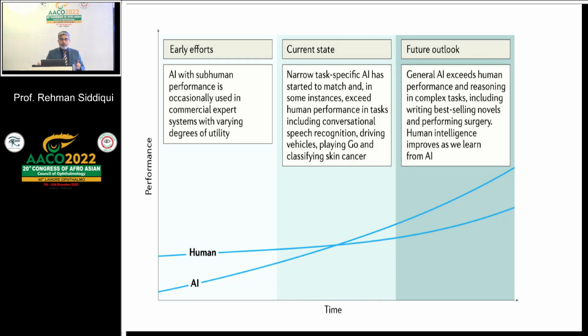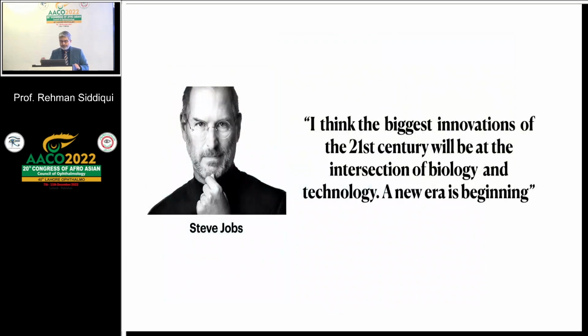Same with the doctors. We will be using artificial intelligence, and none of us will lose jobs, but there will be doctors who are artificial intelligence educated, and there will be doctors who have no education of artificial intelligence. These doctors may be, or should be, worried about their job, because things are changing. You have to adapt as things are changing. And this is really what Steve Jobs said, that the 21st century will be the intersection of biology and technology, and a new era is beginning.